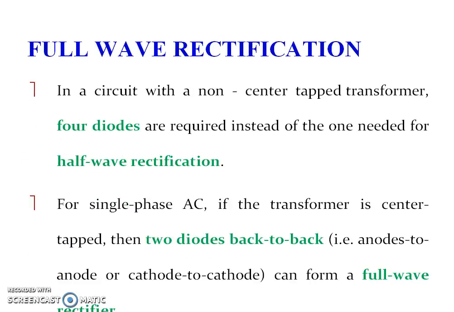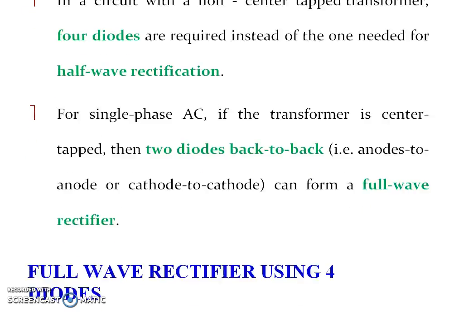So in a circuit with a non-center tap transformer, 4 diodes are required instead of the one needed for half wave rectification. For single phase alternating current, if the transformer is center tapped, then 2 diodes back to back, that is anode to anode or cathode to cathode, can form a full wave rectifier.